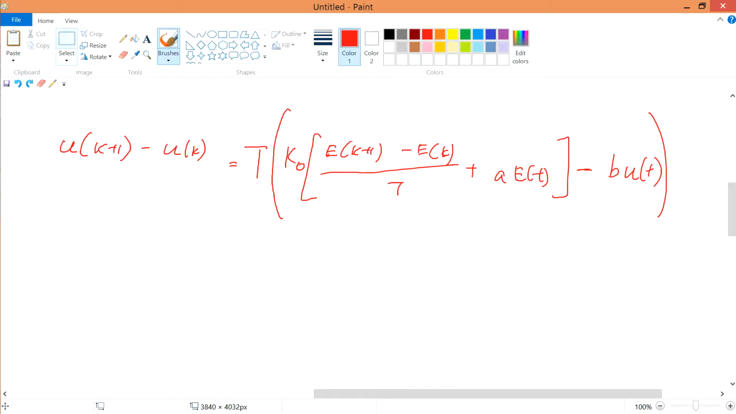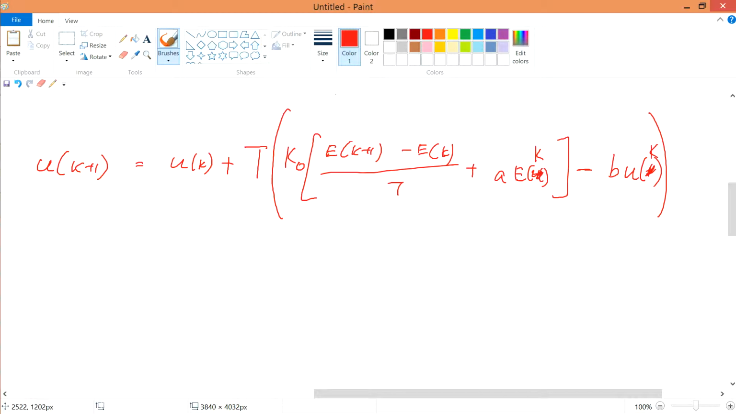So to continue, I want to express things in terms of u k plus 1. So I'll just bring this thing over here. What I would have, instead of minus, is plus. I have plus over here. In fact, my fault is that, if you remember, this is actually e k. t changed to k. I actually forgot to do that.